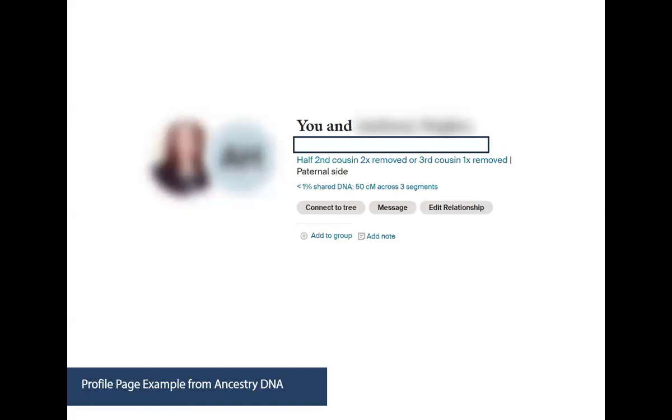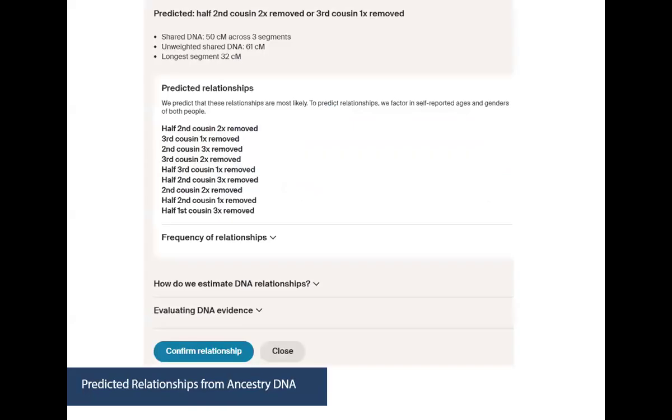But if I had, for example, one segment that was, let's say, 20 centimorgans, that's a pretty nice, good chunk of DNA that we're finding. So it's helpful to look at that type of information on your match list to see how the DNA is spread across that. And you can even click into these estimated relationships to find out more.